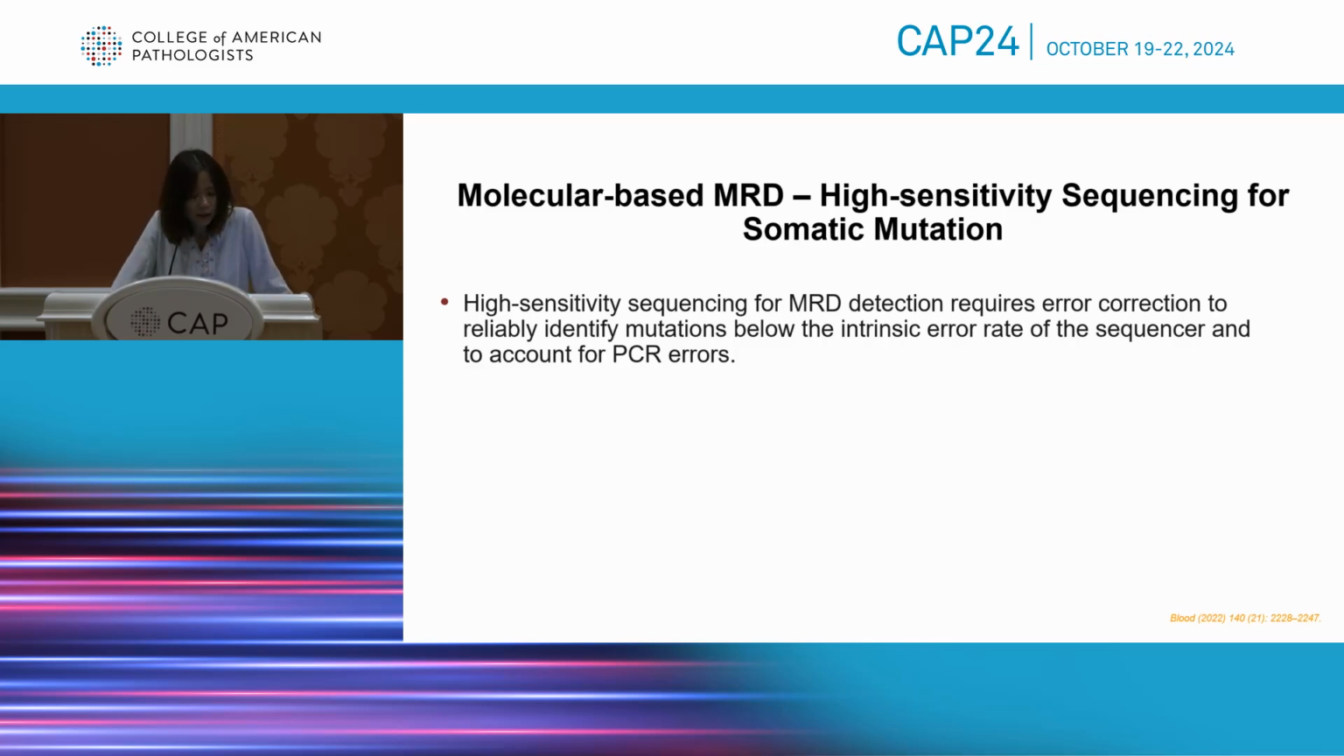High sensitivity sequencing for MRD detection requires an error correction step to reliably identify mutations below the intrinsic error rate, which is caused by the PCR reaction or sequencing reaction. Those errors don't exist in the patient. Whatever I'm reporting to you would just be an error from the reactions, and you don't want that, because I would be saying the patient has disease when they don't. We created it during these millions of different reactions.